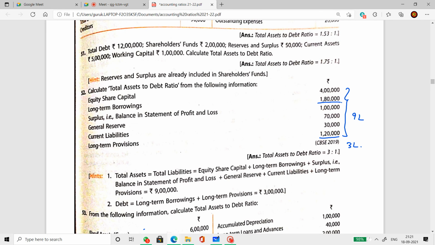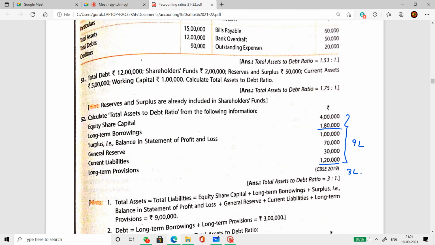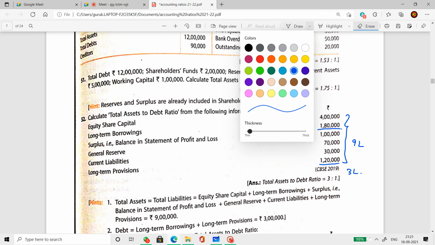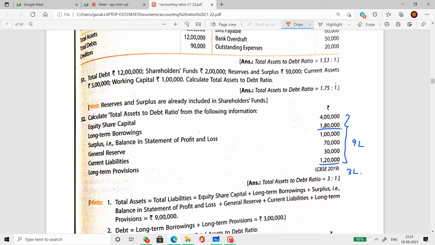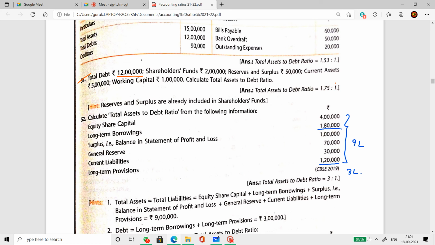Question number 51. Total asset is 12 lakh. Shareholders fund is 2 lakhs. Reserves and surplus is 50,000. Current asset is 5 lakh. Working capital is 1 lakh. Calculate total asset to debt. Now, for total asset, we need to find the total of the asset side of the balance sheet, right? And debt is nothing but the long-term debts.